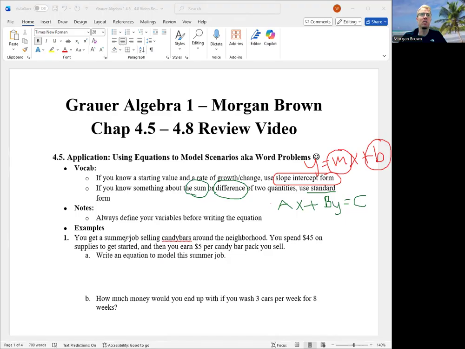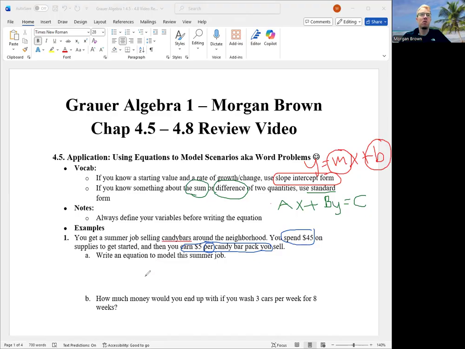You get a summer job selling candy bars around the neighborhood. You spend $45 on supplies to get started, and then you earn $5 per candy bar pack that you sell. So we know a starting value, and then we know a rate. This is a rate because it's got the word per, $5 per. Our variables are how many candy bar packs we sold and how much money we earned, and our equation is going to be in y equals mx plus b form.